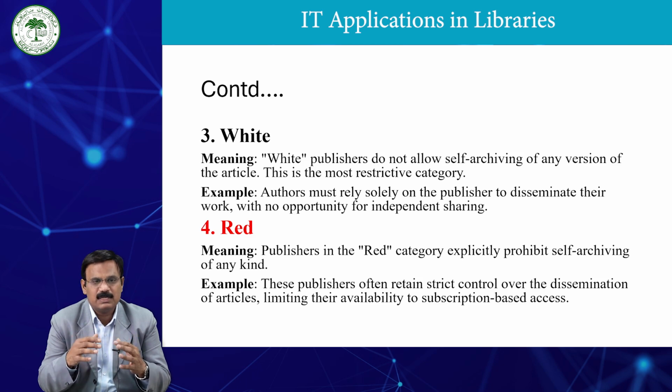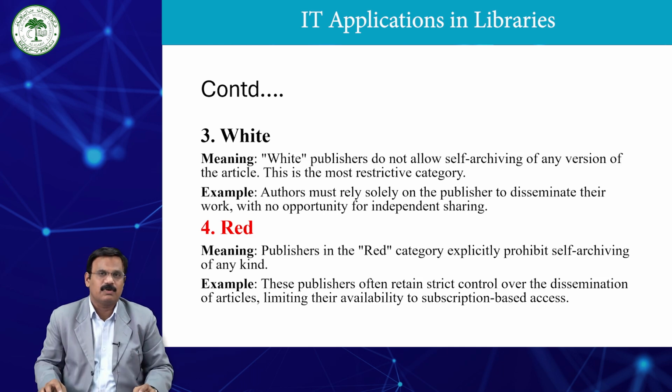And the publishers in the red category explicitly prohibit self-archiving of any kind. These publishers often retain strict control over the dissemination of articles, limiting their availability to subscription-based access. Okay, so these are the four color codes.